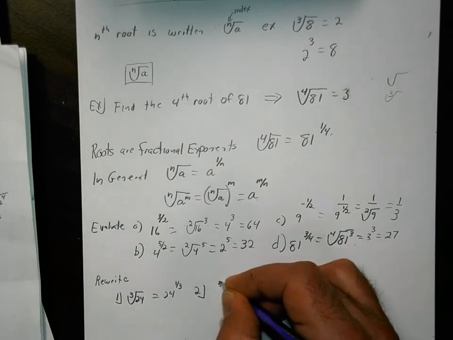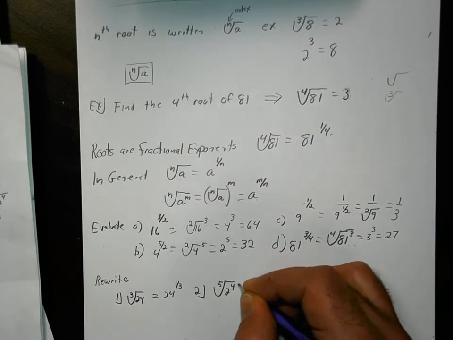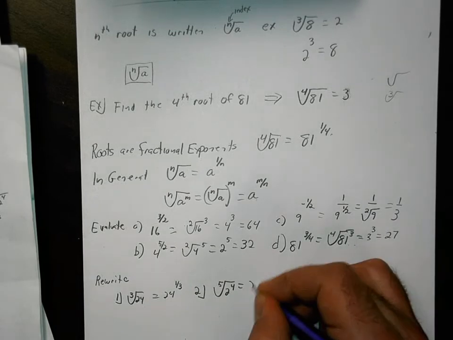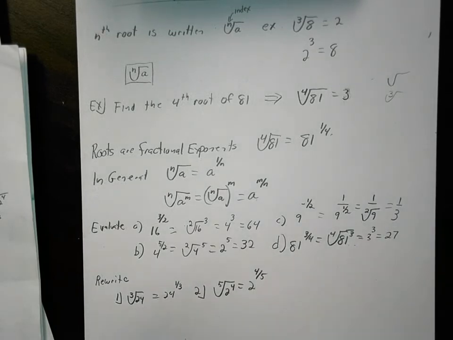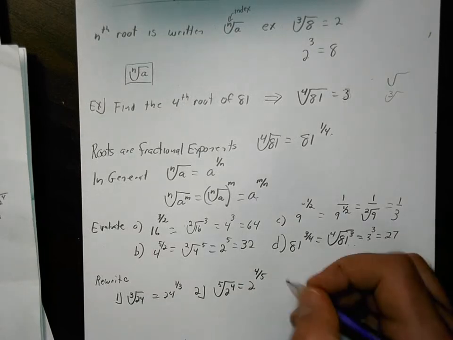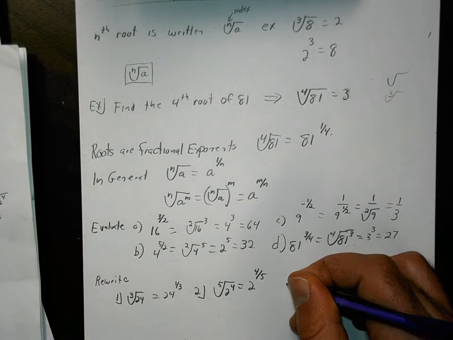How about the fifth root of 2 to the 4th power? That would be written as 2 to the 4/5 power. We can't evaluate these any further because we can't take the fifth root of 2 without a calculator. So we can just leave it.